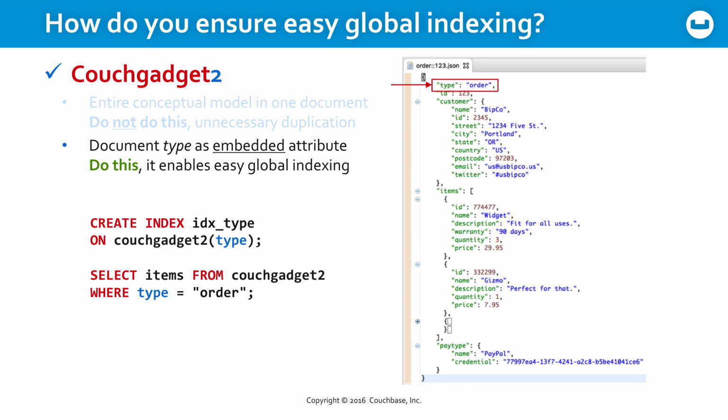This is a recommended practice because it enables easy indexing. Now, Nickel is outside the scope of this course, but I want to make a point of just how easy it is to index and query with Nickel. Here, an index is being created for all documents in the Couch Gadget 2 bucket for all of their type attributes, and then we can execute select items from this bucket where type is order, and we would get back all of our orders. If we enhance that index to include both type and ID, then we can do millisecond or faster lookups directly from cache memory of every order by its ID.